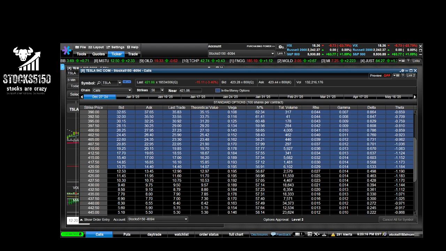All right, stocks 5150. Today I have my chart pulled up and I'm going to talk about options Greeks. With options Greeks, some people use them. These are the things up here. You got vega, IV, rho, gamma, delta, theta. These are the main ones, the main four that you use. There are other ones also.